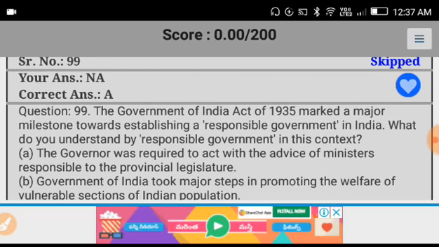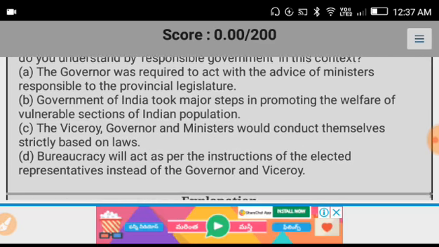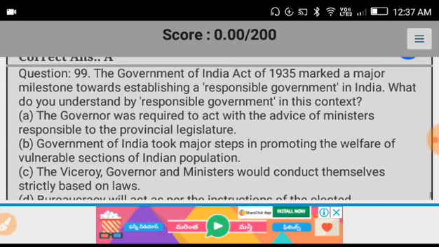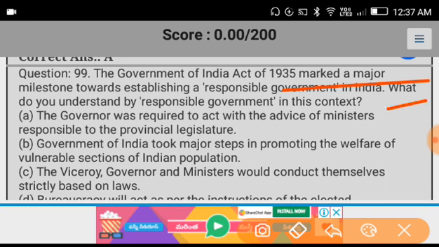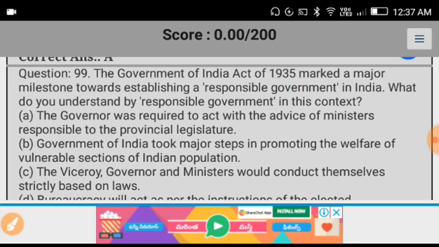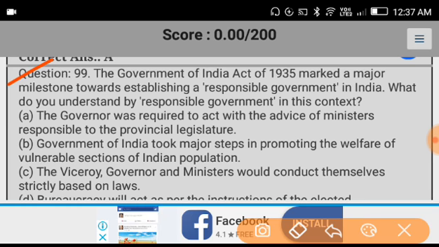So next question, the Government of India Act 1935. The Government of India Act 1935 marked a major milestone towards establishing responsible government in India. What do you understand by responsible government in this context?